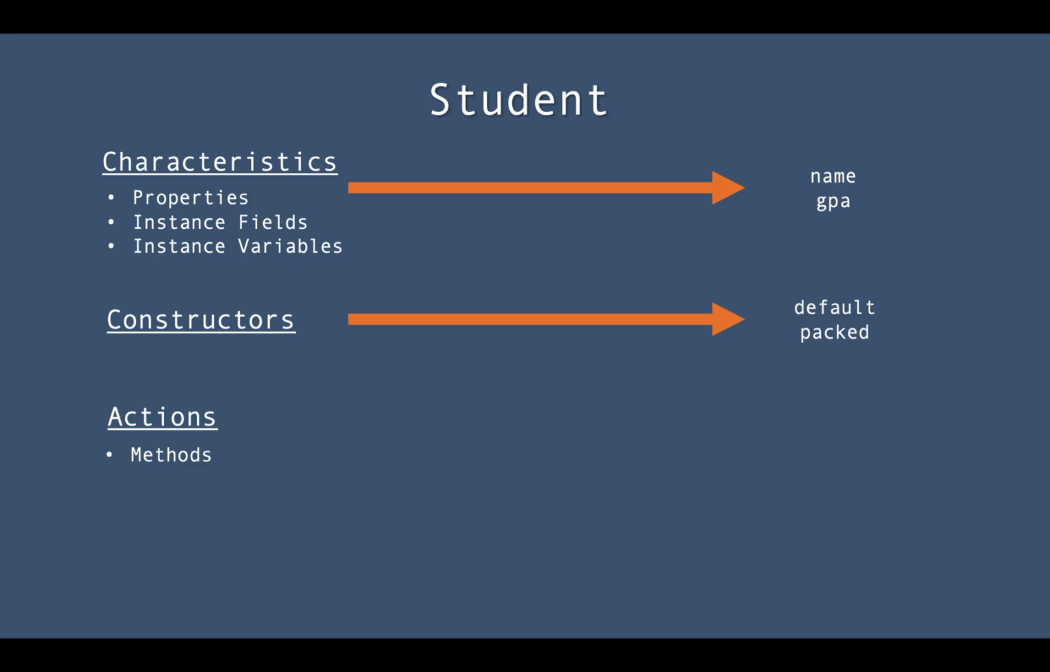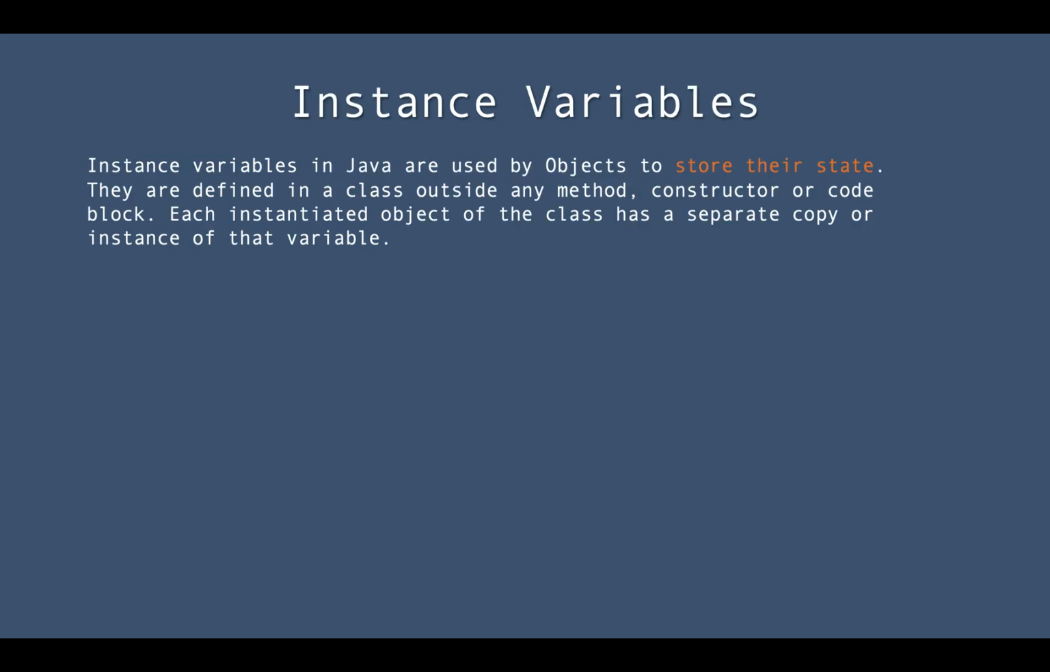So for our student class, we're going to keep it very simple, and we're just going to have two instance variables. The student will have a name and then a GPA. That'll be it. And then finally, we'll have to write our methods or actions, and we're just going to write four methods: get name, set name, get GPA, and set GPA. So that's what our class implementation is going to look like. Let's get started, and we will start with the characteristics.